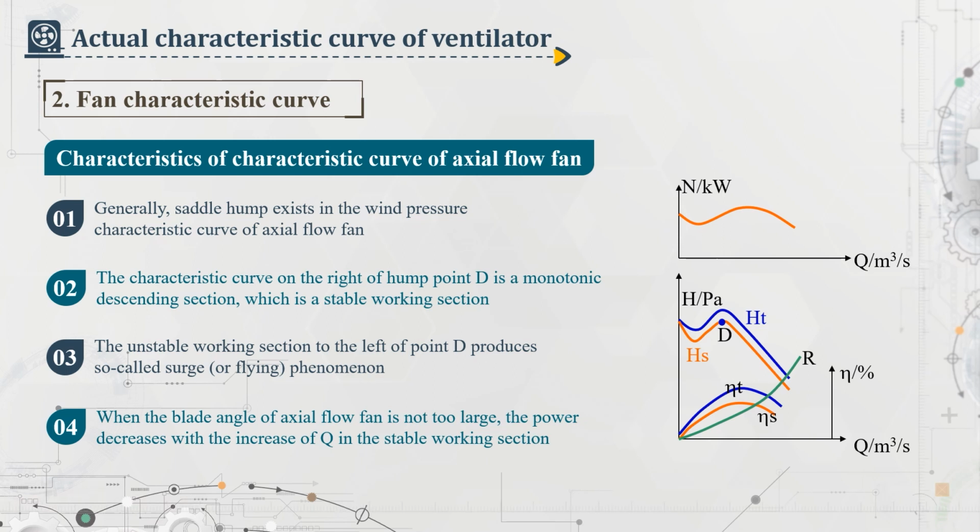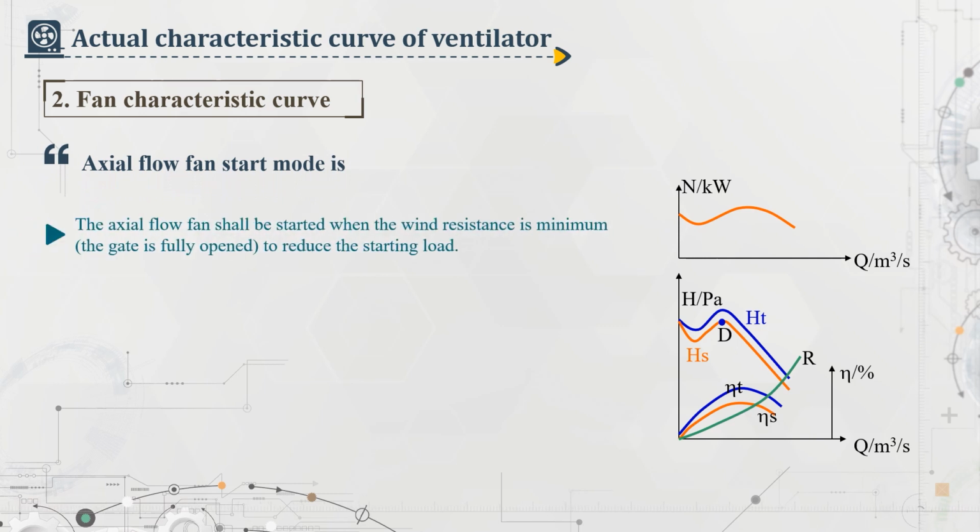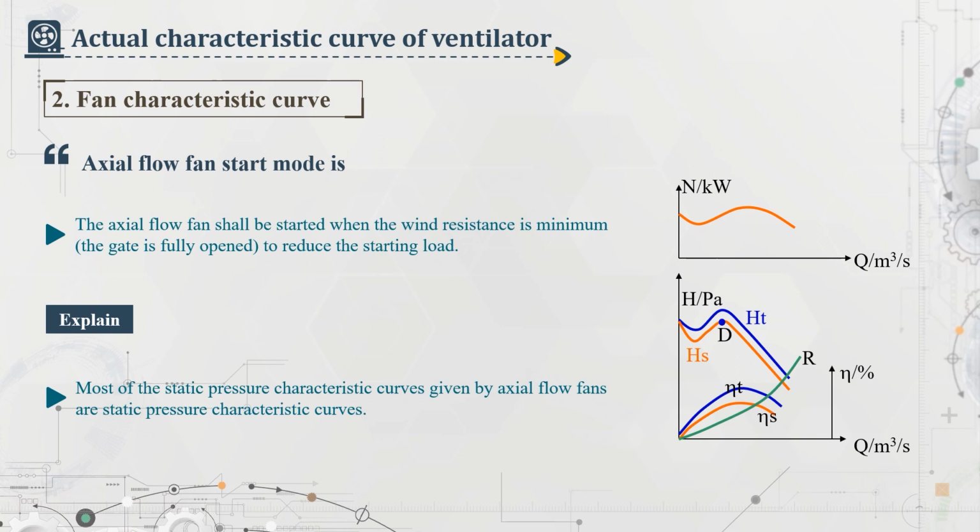4. When the blade angle of the actual flow fan is not too large, the power decreases with the increase of Q in the stable working section. Actual flow fan start mode: the actual flow fan shall be started when the wind resistance is minimum. The gate is fully opened to reduce the starting load. Explain. Most of the characteristic curves given for actual flow fans are static pressure characteristic curves.